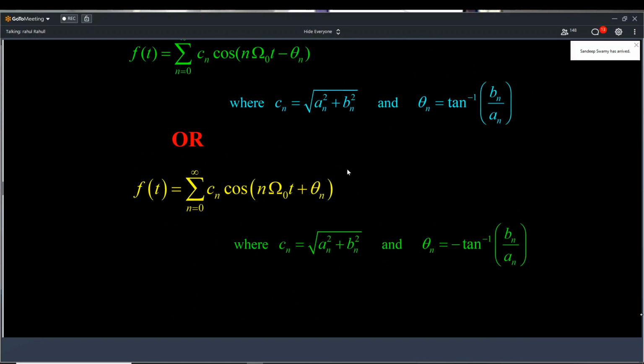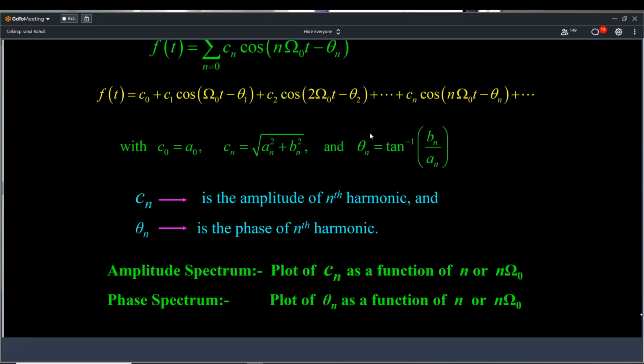Now how to interpret this? We know this representation, f of t = summation cn cosine of n omega 0 t minus theta n, where cn is given by this and theta n is simply tan inverse of bn by an. Then cn is the amplitude spectrum and theta n is the phase spectrum, whereas n indicates the nth harmonic. We talk about the harmonic because our basic definition says you are breaking down the continuous time periodic functions into linear combinations of sines and cosines which are harmonically related.